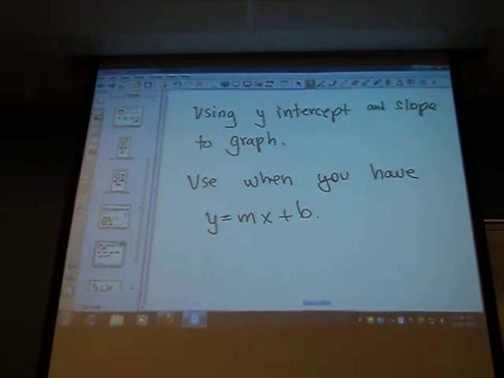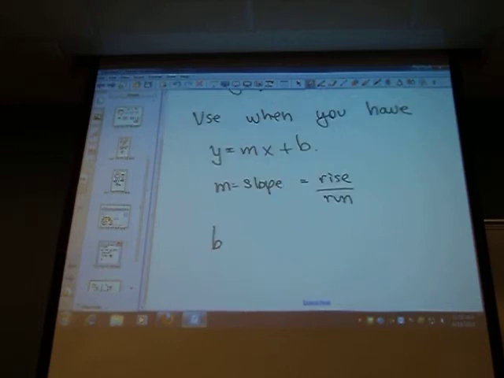Okay, mx plus b. And remember, m is the slope, which is the rise over run, and b is the y-intercept. This gives you everything you need to know. You can find the y-intercept just from looking at the equation, and you can find the slope just from looking at the equation.